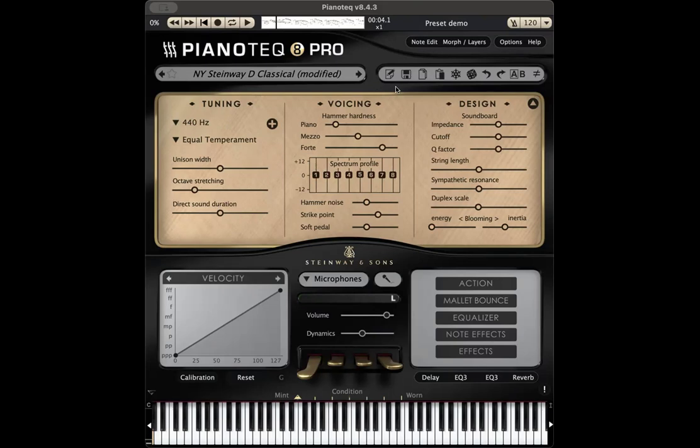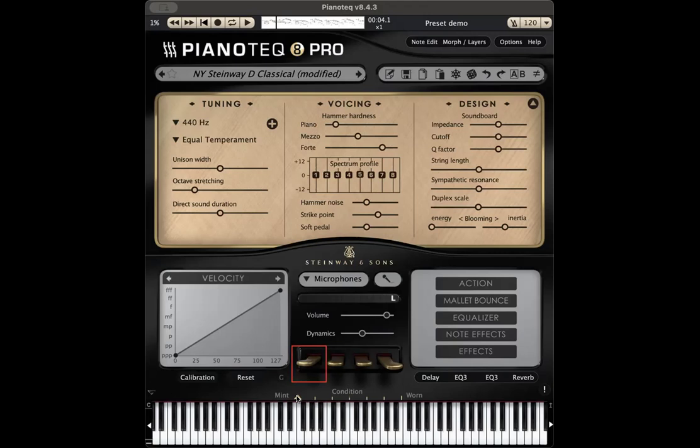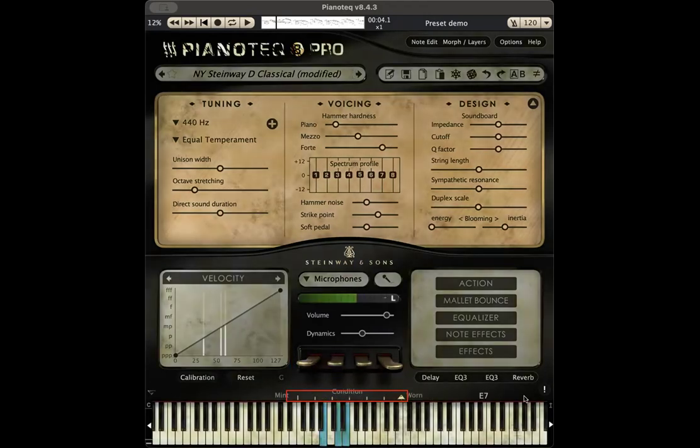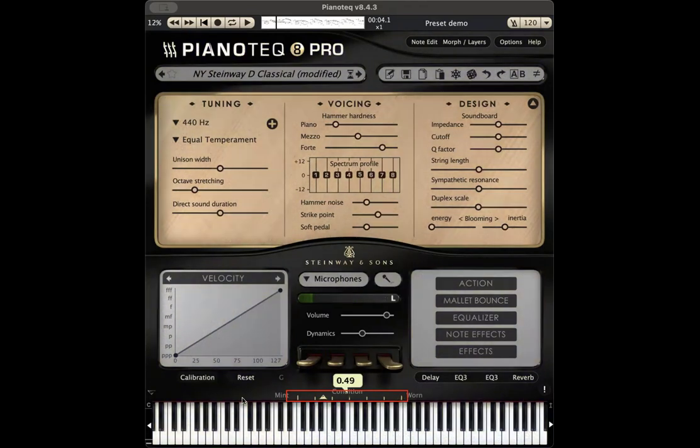They're called design here, such as related to the soundboard, like the impedance of the soundboard, the cutoff frequency of the filter associated with the soundboard. There are many other musical and physical parameters, including the pedals and even the condition of the piano. So I can make it mint condition.